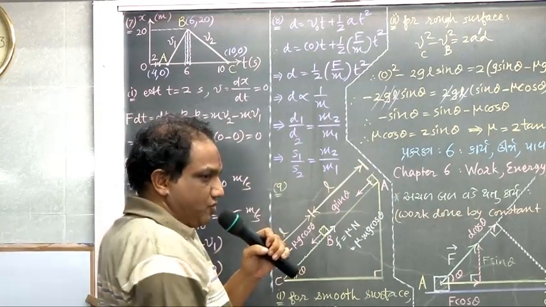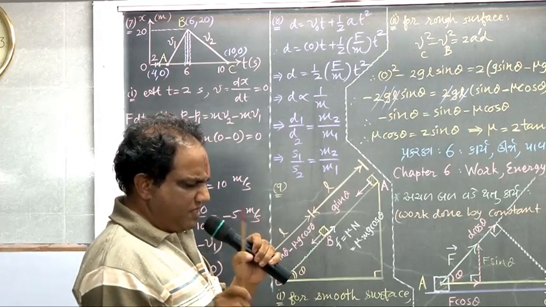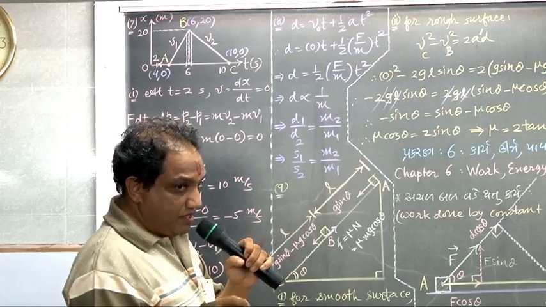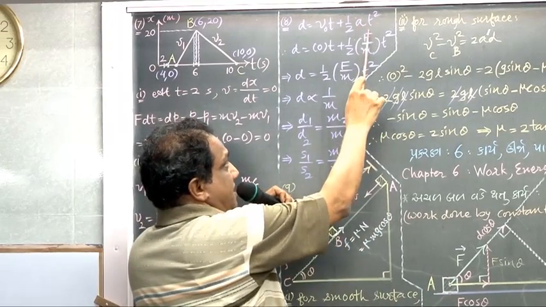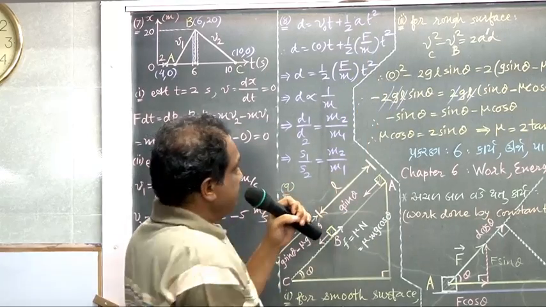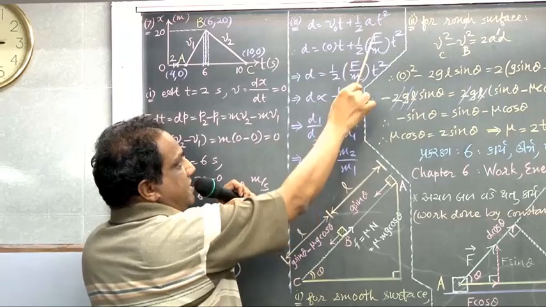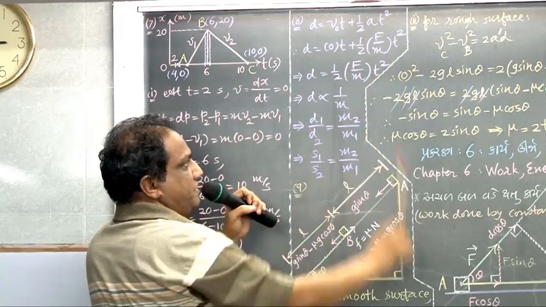Don't you know F equals ma? So what is A? A is F upon m. Come on, acceleration is force upon mass into t square. This 0 into t will be 0. 1 by 2, I have written F upon m into t square.